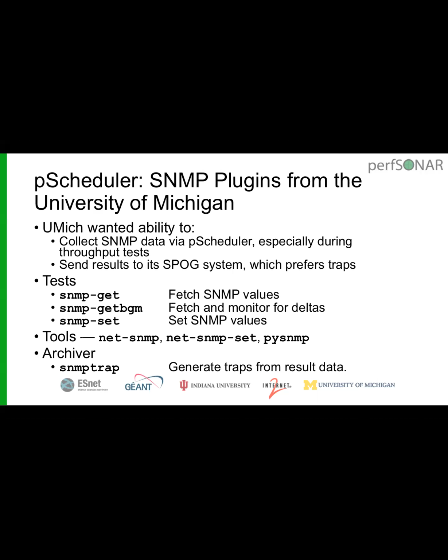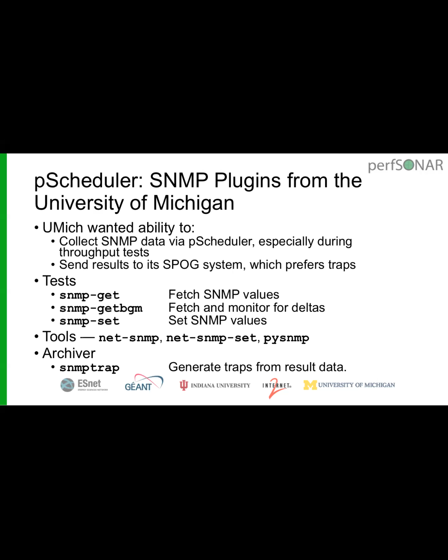So just to sum up, they've added 3 new tests. These are getting polished as we speak. They should be out with the beta in a few weeks, and we may have to polish them up a little bit more before final release. But you'll have a new test called SNMP get, which is just a way to fetch a group of SNMP values. We have another one called get BGM that runs multiple tests in the background and can monitor for deltas.